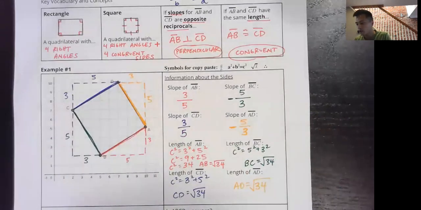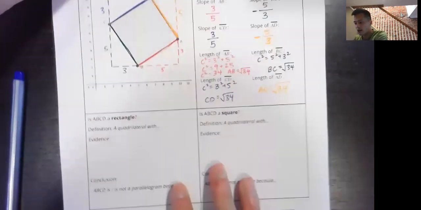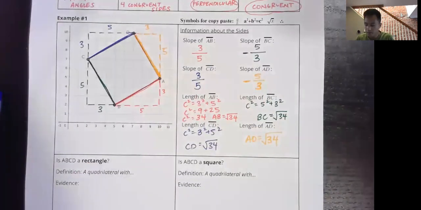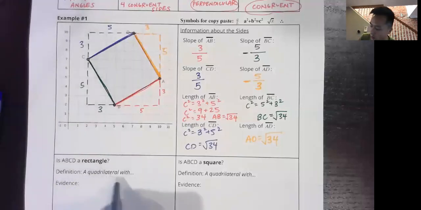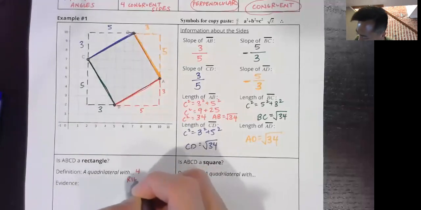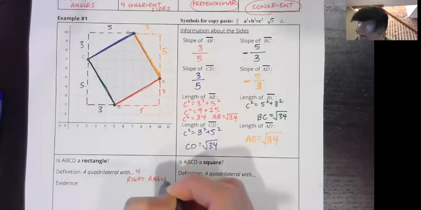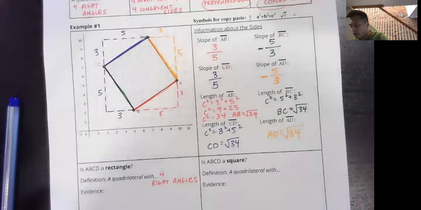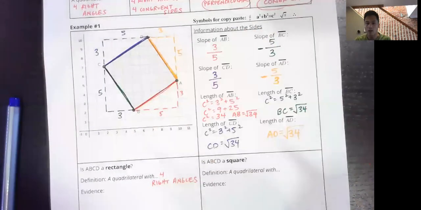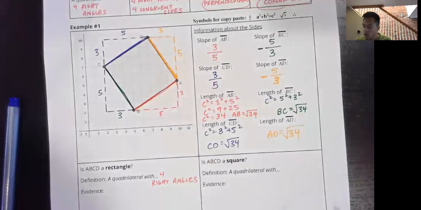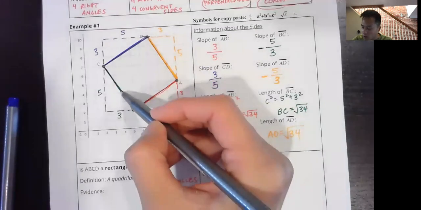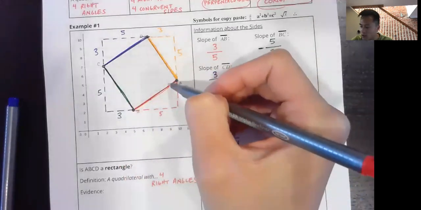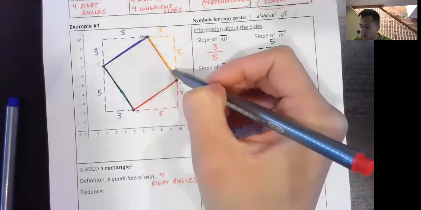Okay. Now we have this information, we can use it in our evidence. Is ABCD a rectangle? Well, by definition, a quadrilateral with 4 right angles. So let's think about this for a second. If we need to prove that all of the angles are right angles, what we have to prove is that each side is perpendicular to its adjacent side. It's the next side, right?